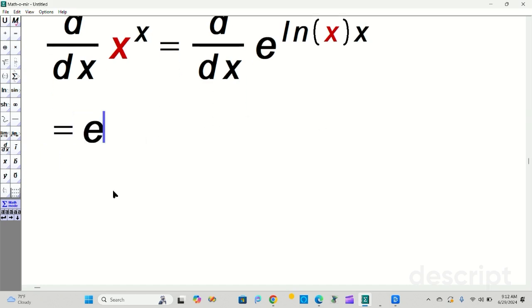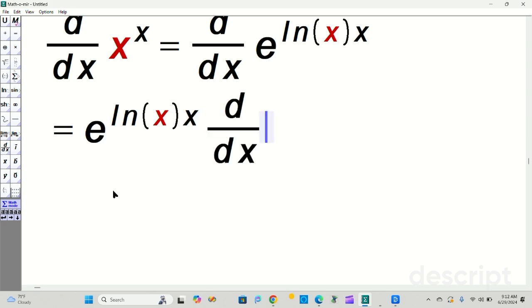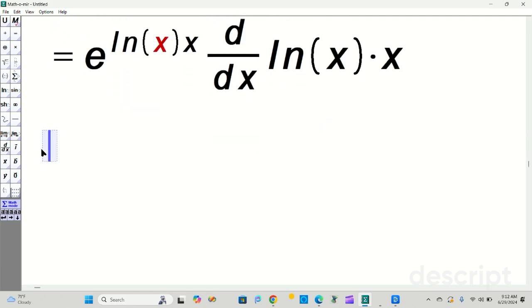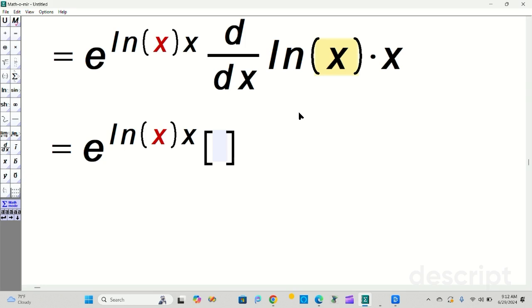So you're going to have e to the ln of x times x multiplied by the derivative of the exponent with respect to x. So that's the derivative with respect to x of ln of x times x. Chain rule. So that's going to give us the following: e to the ln of x times x. All right, then within brackets multiply by the derivative. So ln of x differentiated is 1 over x. We copied the other x.